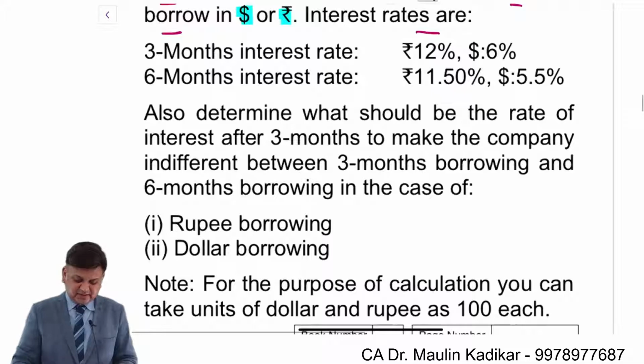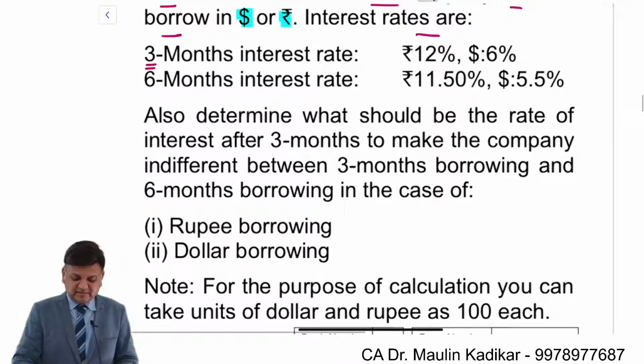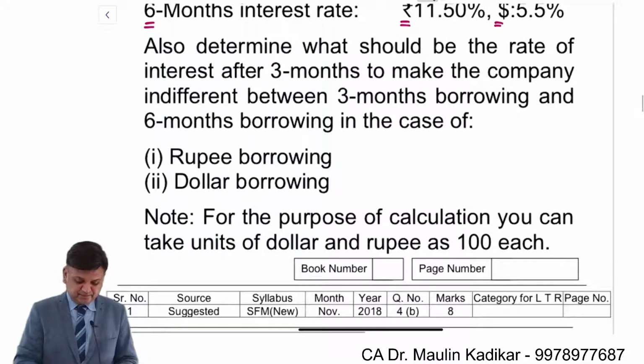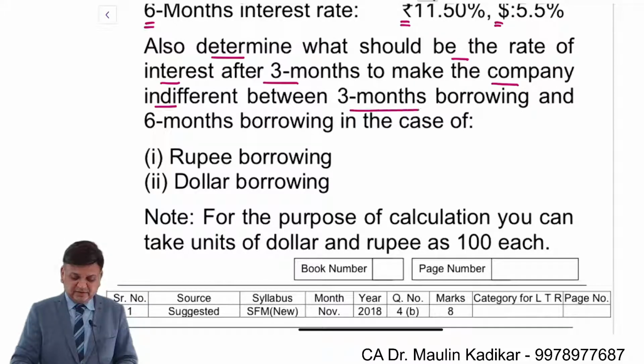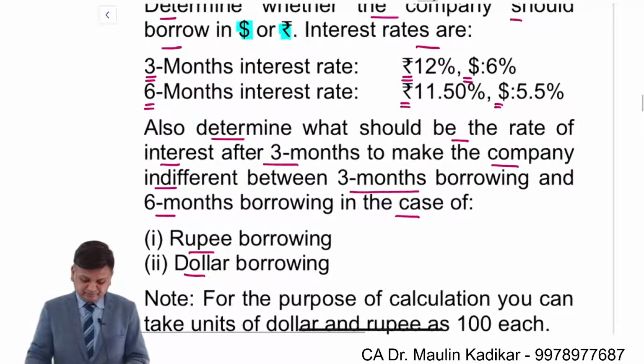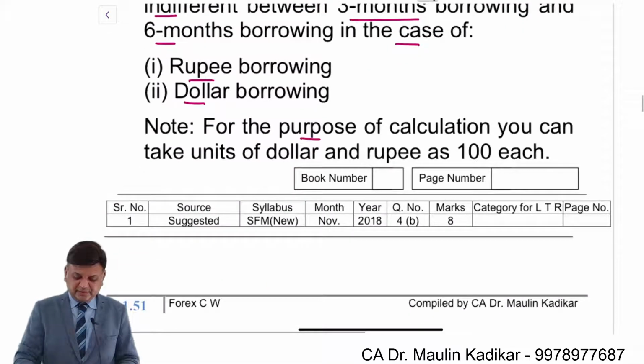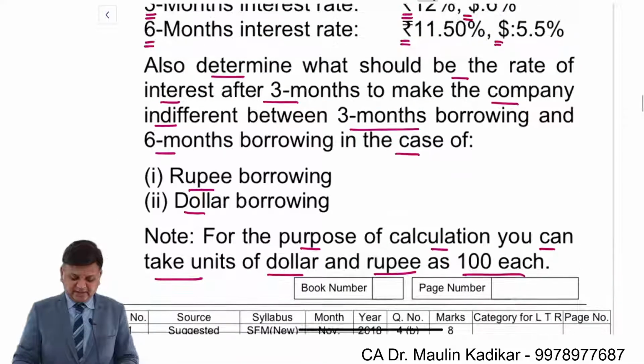Interest rates are as under. For 3 months, interest rates are given for rupee currency and dollar currency. 6 months interest rates are given for rupee currency and dollar currency. Also determine what should be the rate of interest after 3 months to make the company indifferent between 3 months borrowing and 6 months borrowing in case of rupee currency and in case of dollar currency. Note, for the purpose of calculation, you can take units of the dollar and rupee as 100 each.